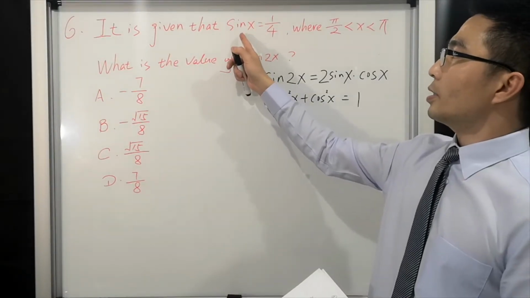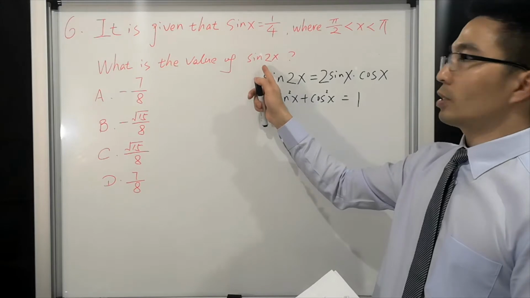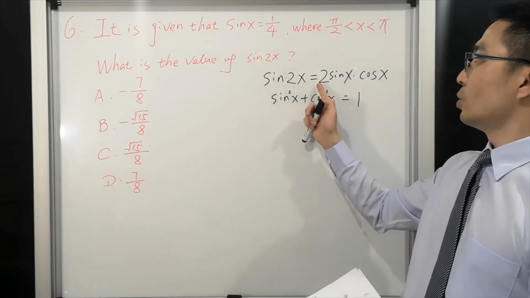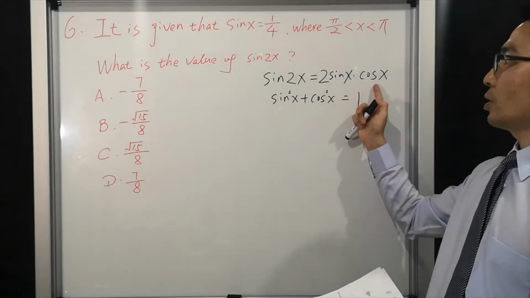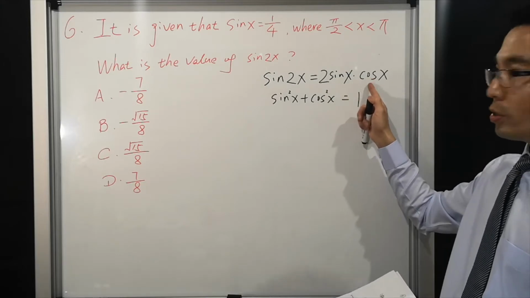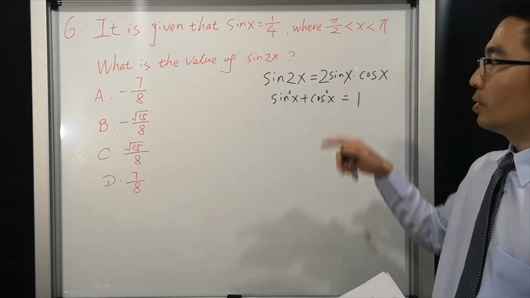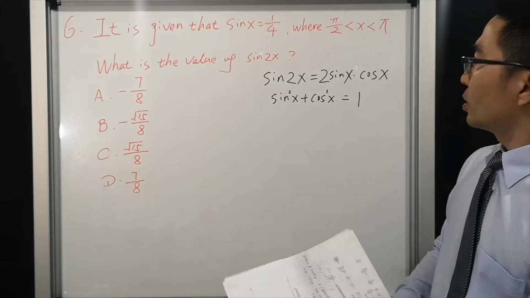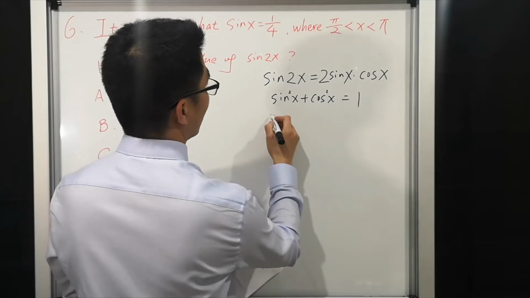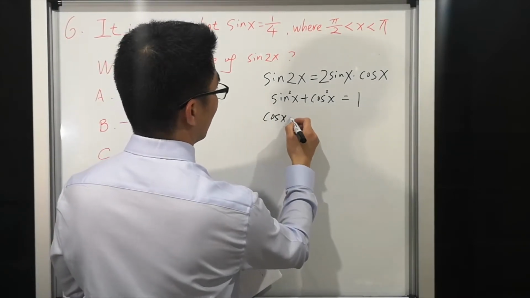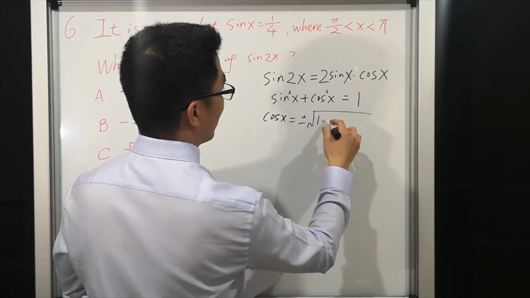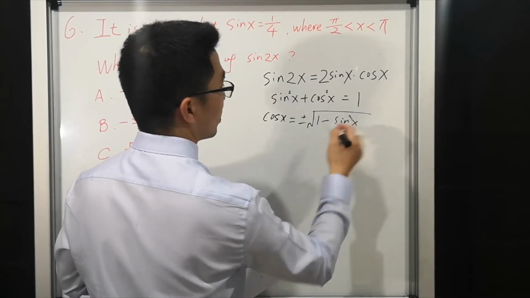We can't get the sin x into the sin 2x directly. We can convert sin 2x into 2 sin x times cos x, because here we have the value for sin x, and we can get the value for cos x from sin x as well, from this equation. So we have cos x equal to positive or negative square root of 1 minus sin²x.